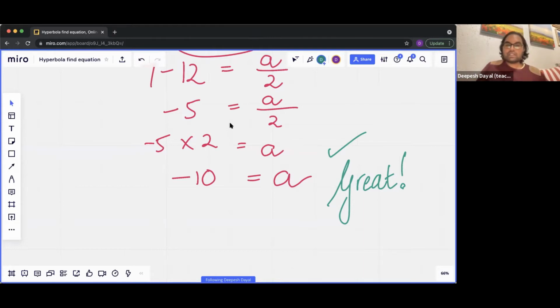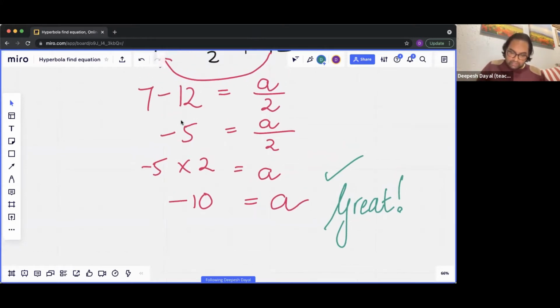Yeah, Tsepang, you've got 10 instead of -10. Remember, 7 minus 12 is -5, right? So I think maybe this is where the challenge lies for you. It's that 7 minus 12 is -5, so it's not 5. Maybe you've got 5 there, right? So I think maybe this part here may be the problem part.